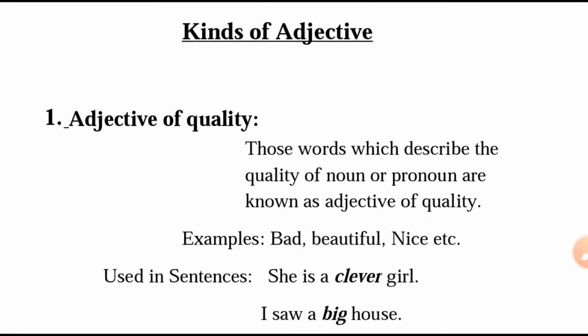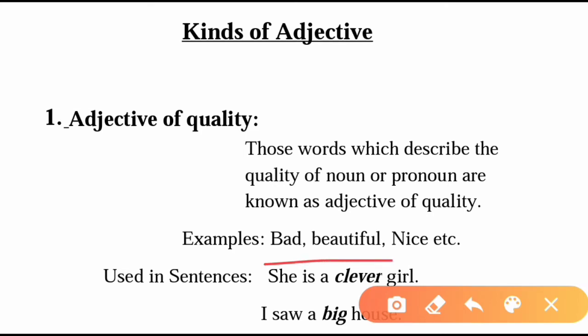Let's talk about the first, which is adjective of quality. Now the definition, you can see: those words which describe the quality of a noun or pronoun are called adjectives of quality. Adjective of quality basically talks about the quality of a noun and pronoun, that is, what kind of noun or pronoun it is. Now you can see the examples to make it clear. Bad, beautiful, nice. The quality could be good, the quality could be bad. These are examples of adjectives of quality, showing the quality of a noun and pronoun.